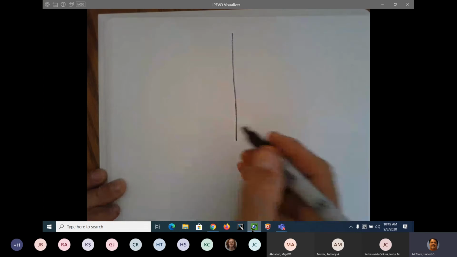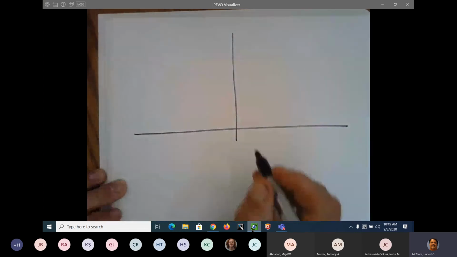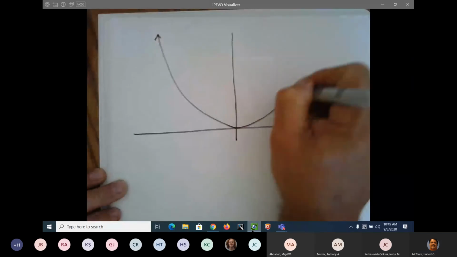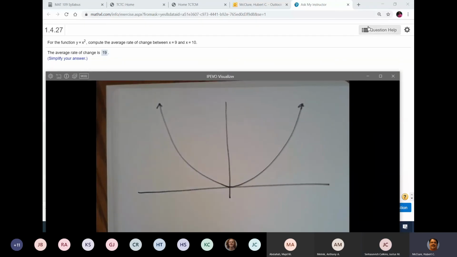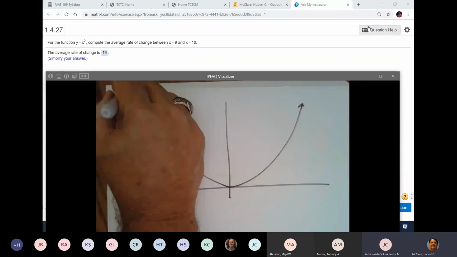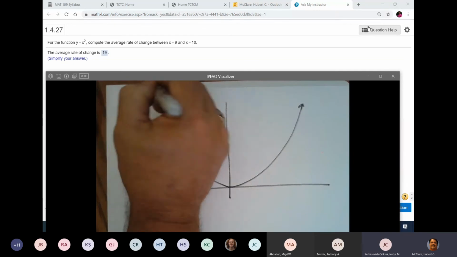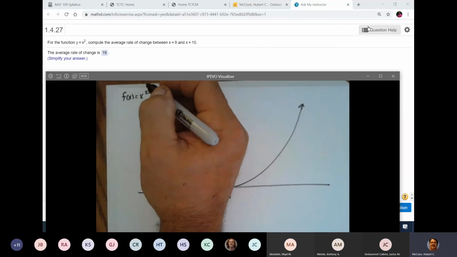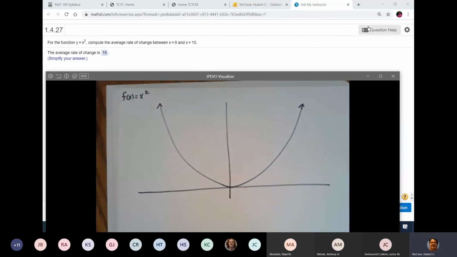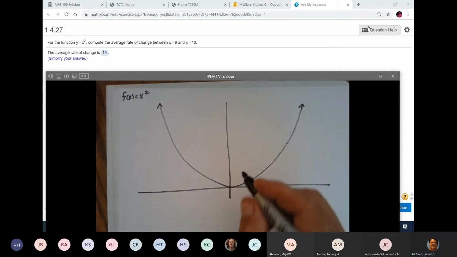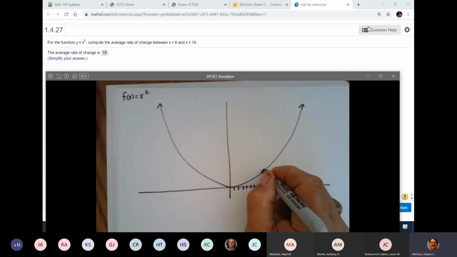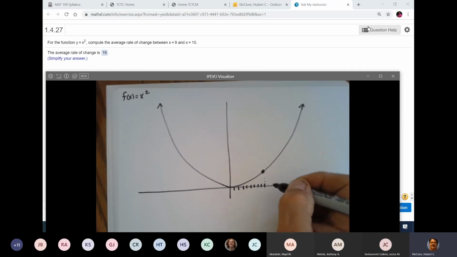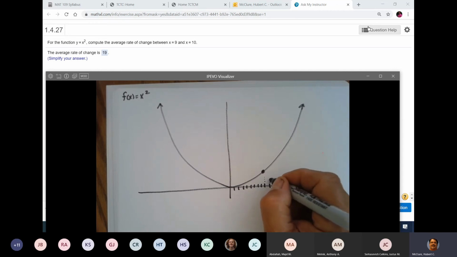We've got a parabola. And that parabola, y is equal to x squared. f of x is equal to x squared. I need you to mute, please. I'm getting feedback. Thank you. And that's going to give us x is equal to 9. 1, 2, 3, 4, 5, 6, 7, 8, 9. And 10. Why do they do stuff like this?